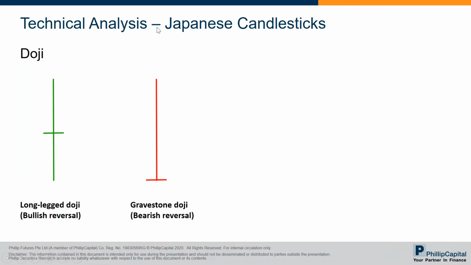Okay, and the opposite is the gravestone doji. So open here, it went up all the way so high, but it didn't sustain. Sellers still came in and it closed even lower than the opening price. So this also suggests a bearish reversal.